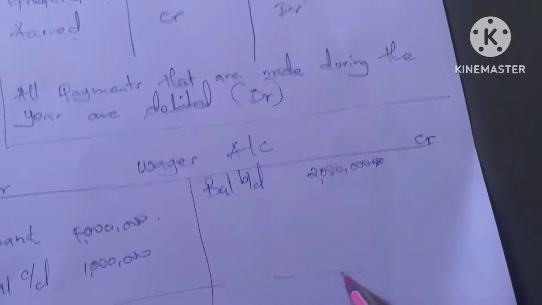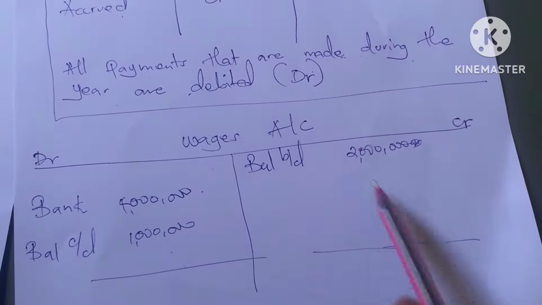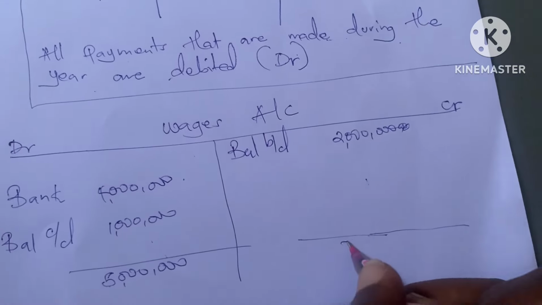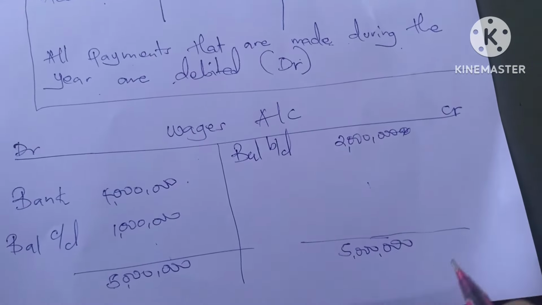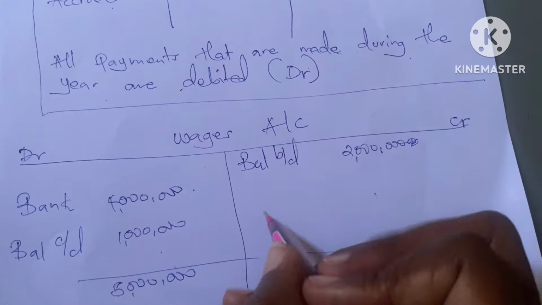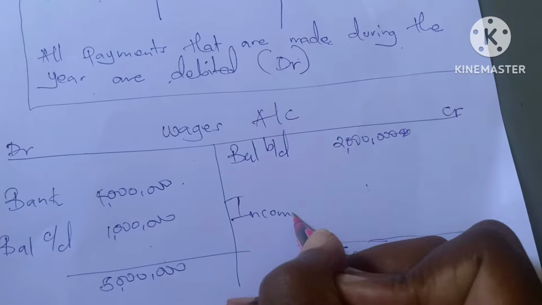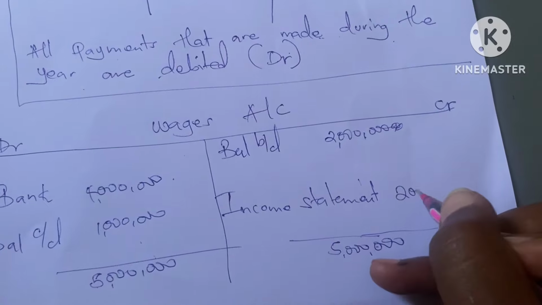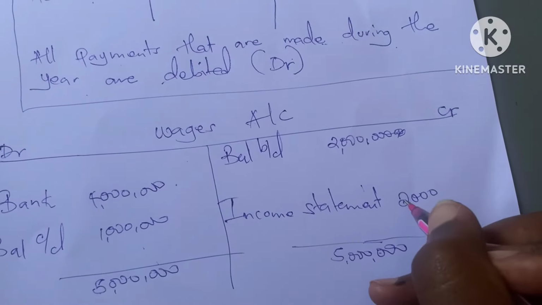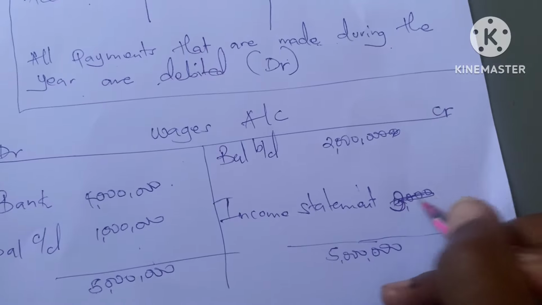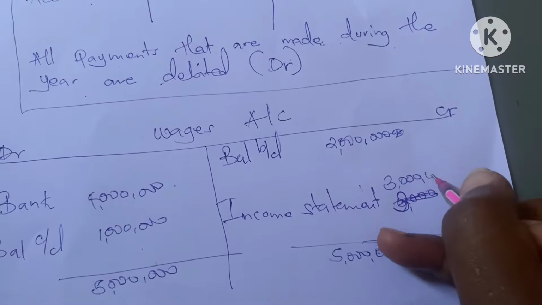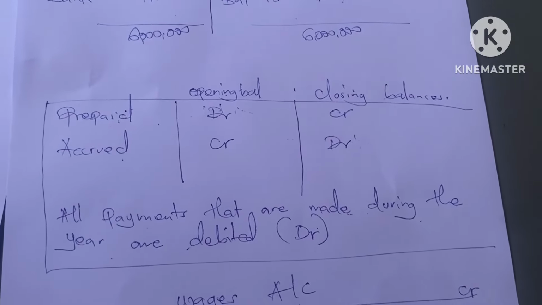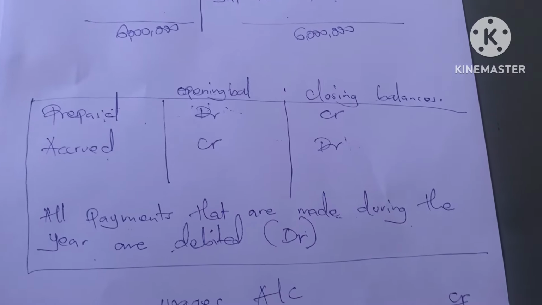Then we see which side is greater. This is 5M, this is 2M. This is greater. We put the greater figure on both sides. So 5M minus 2M, what you get is what we shall put in the income statement. So it will be 2M. Sorry, 3M. 5 minus 2, it is 3M. So that is how we prepare the expenses account when it comes to single entry and incomplete records.